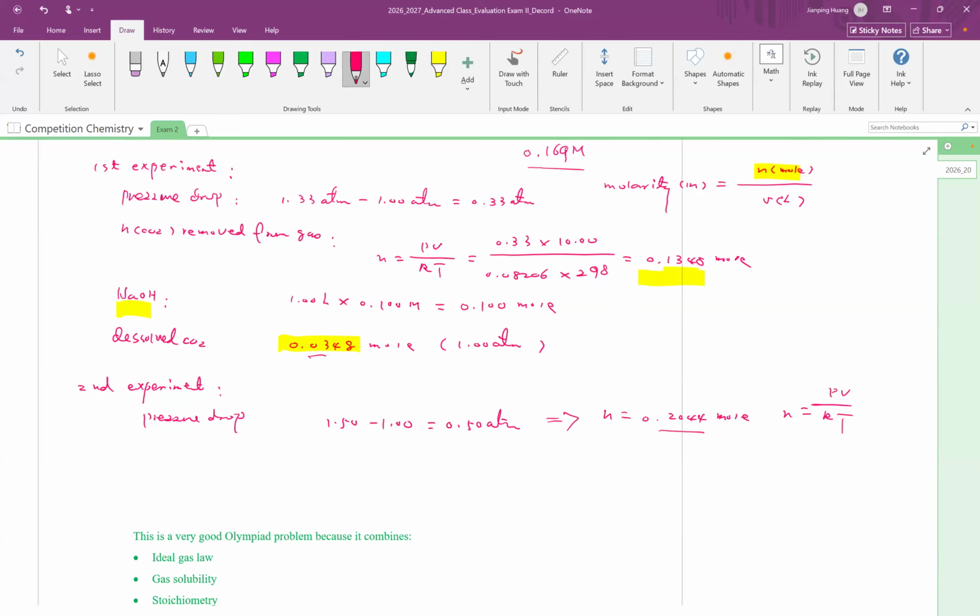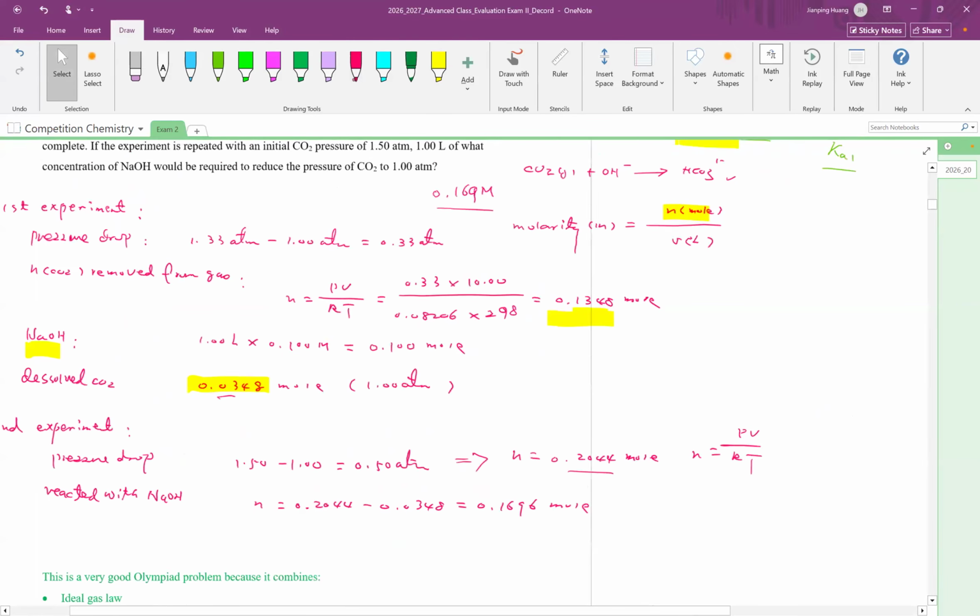So now that's dropped. You physically dissolve this one. Now the react with, we can calculate, right? Which is 0.2044 minus 0.0348. You get 0.169 more.